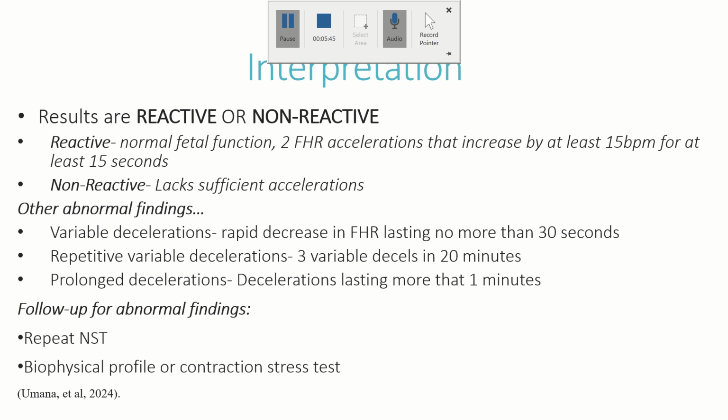Other abnormal findings that can be found in this test are variable decelerations, or a rapid decrease in fetal heart rate lasting no more than 30 seconds, repetitive variable decelerations, or 3 variable decelerations in 20 minutes, or a prolonged deceleration or decelerations lasting more than 1 minute. If you are to receive an abnormal finding, the provider will either repeat the NST or then go on to more invasive testing, such as the biophysical profile or the contraction stress test.